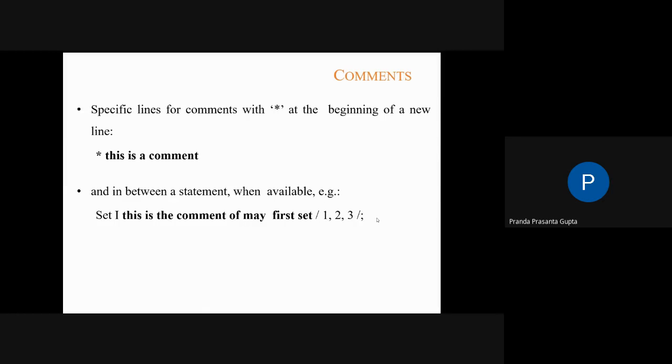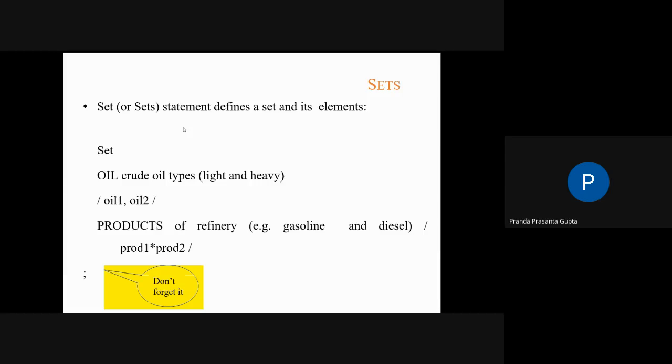Okay, now I am giving some examples. Suppose oil types are light and heavy. These are the 2 oils. If you say oil 1 and oil 2, they are the 2 oils. And if you say the products of refining, we define product 1 and product 2. Okay, semicolon. Do not forget this, because if you do not give the semicolon, you will get an error. So we have to follow this instruction for oil. If you go for product, we have to define it in this way as a set.